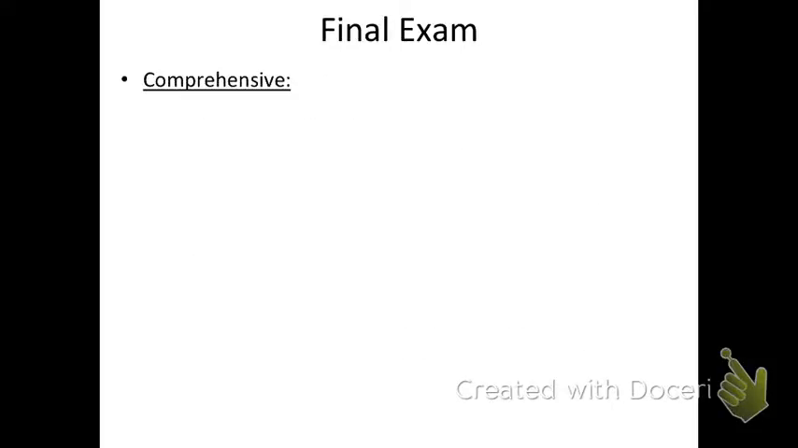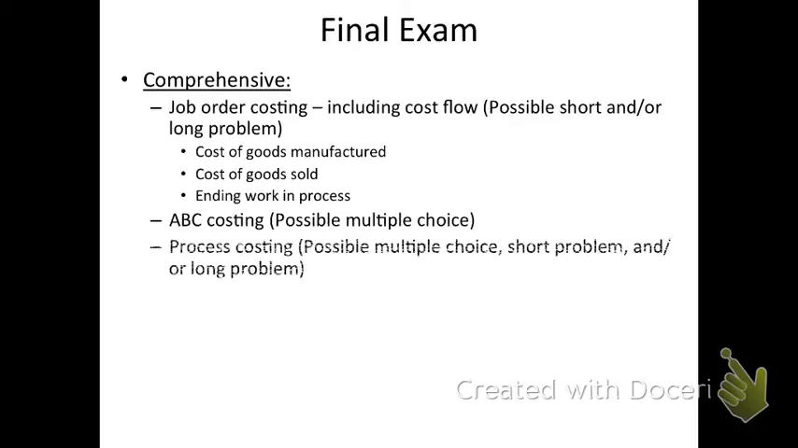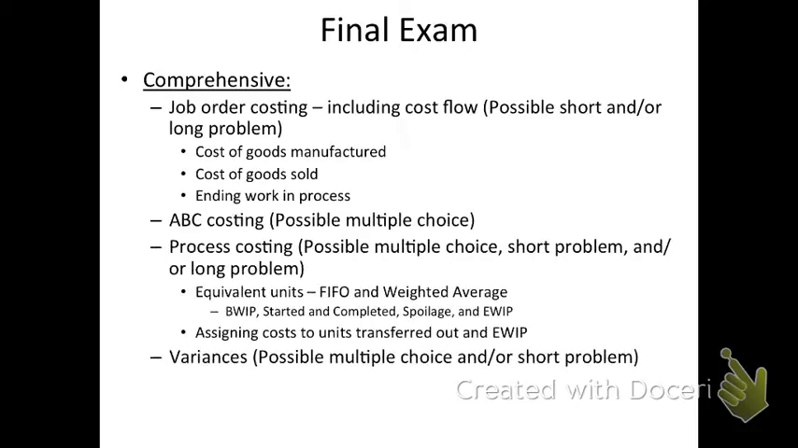Then the comprehensive material, let me just put all this up here. You can see here that you have most of the topics that were covered in the review assignment also on this screen. And I also tell you exactly where these topics may show up on the exam. For example, if you look at job order costing, this says that you'll have a short and a long problem on job order costing.